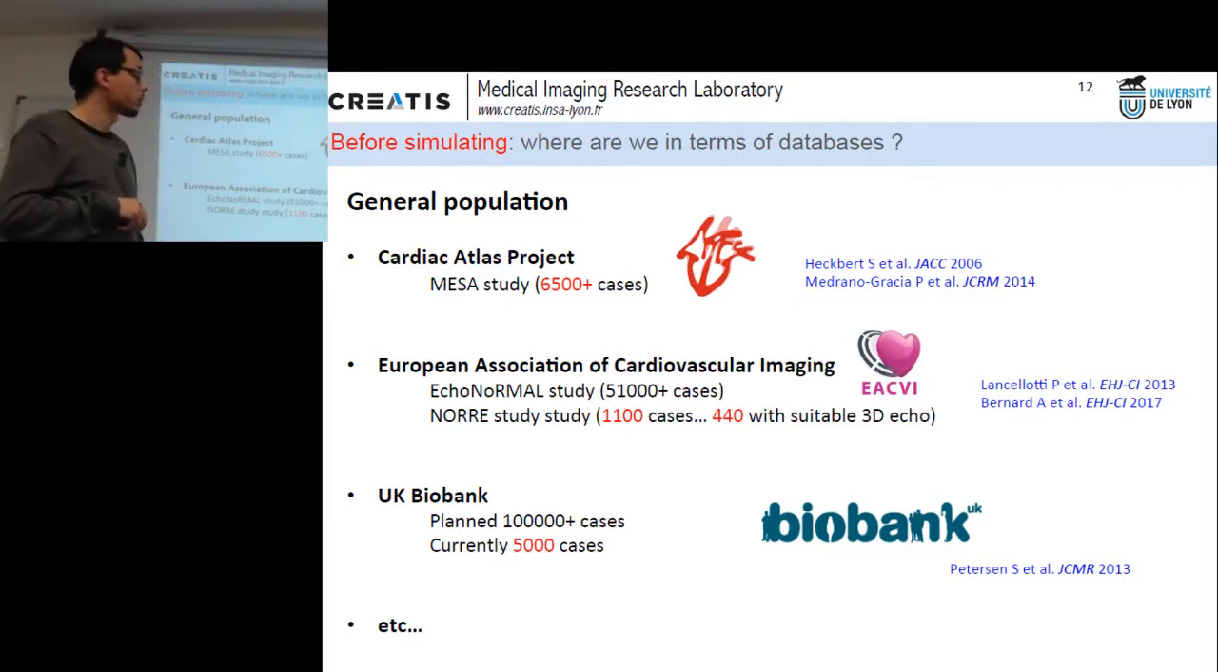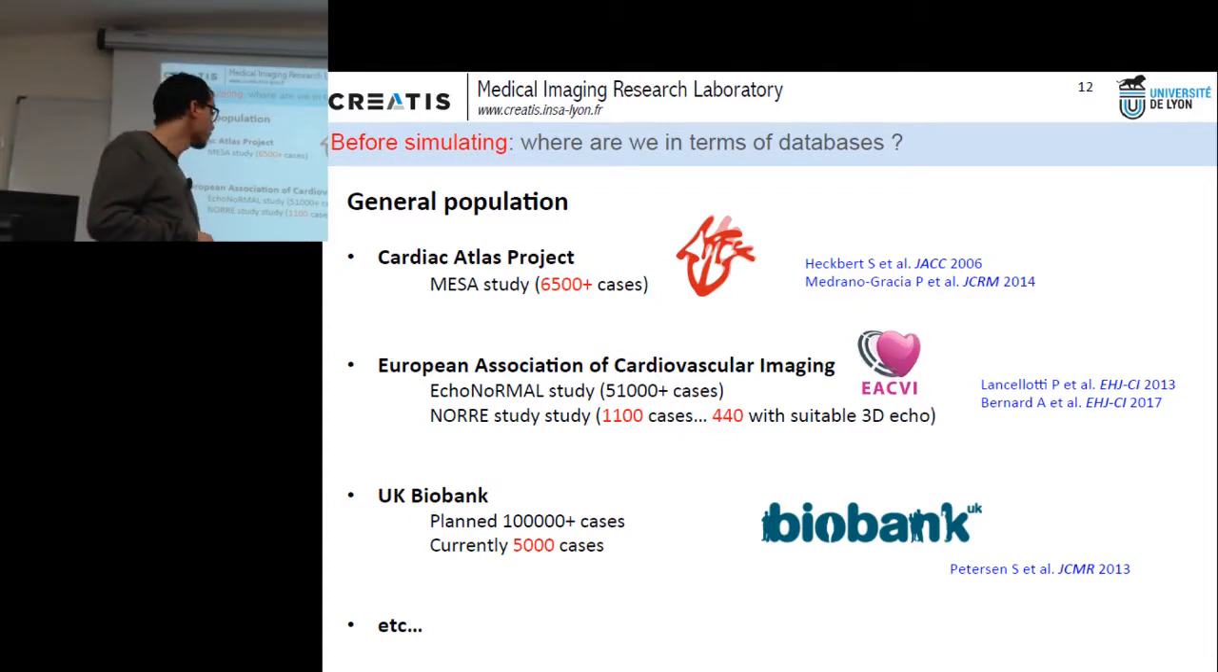There's an initiative from the clinical side, like the European Association of Cardiac Imaging. Even though I don't know so much on this, it's highly advertised. They promise 1,000 cases, but in the first publications, they are with 400 cases. So it's echocardiography of supposed normal cases with suitable 3D echo. And there is the UK Biobank, that is at the moment quite a hot topic because they plan 100,000 cases. And for the moment, they've granted access upon certain conditions to 5,000 cases. This is MRI data mainly, for the data I know for the moment.